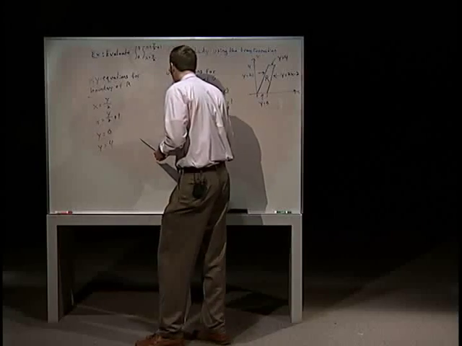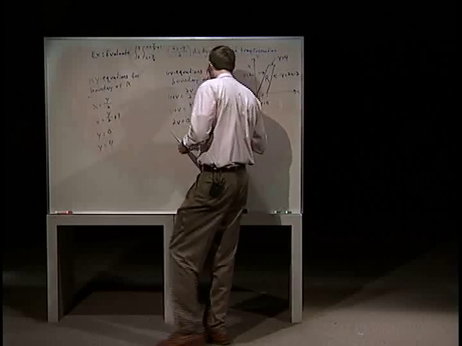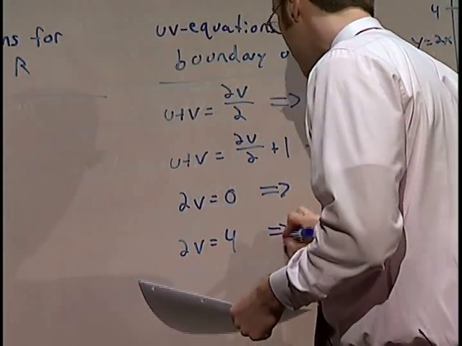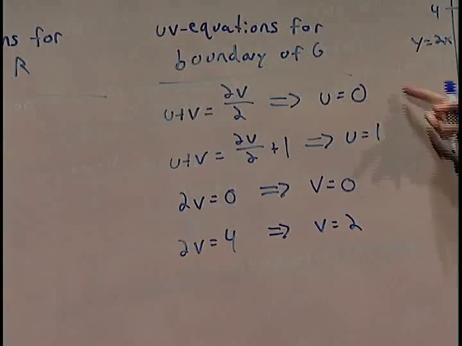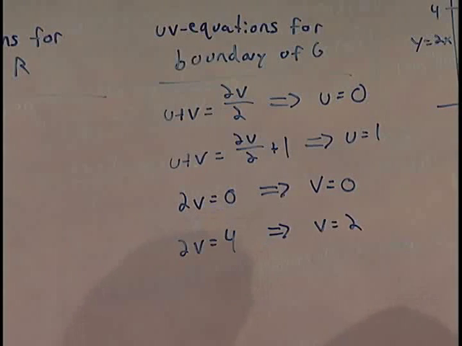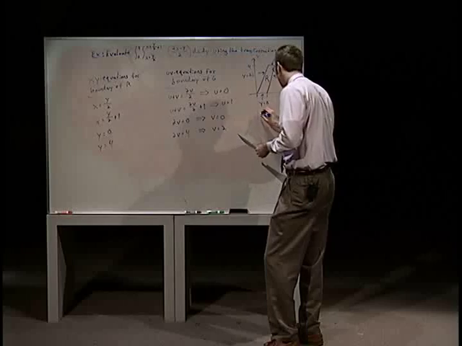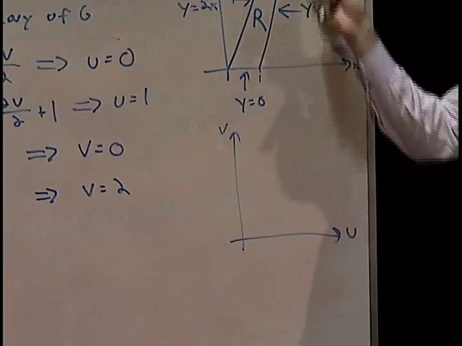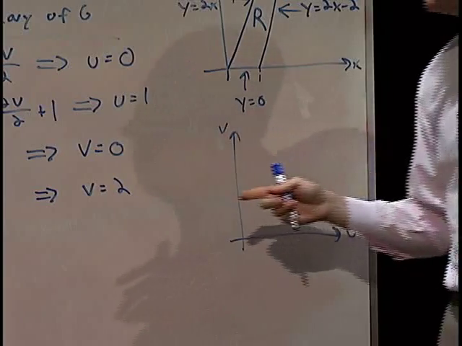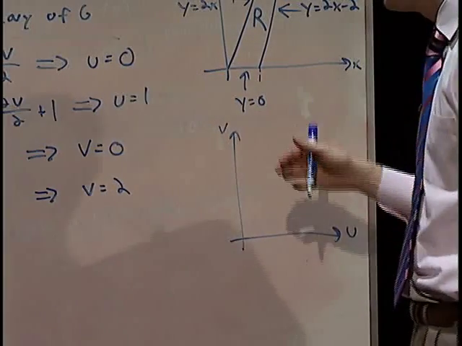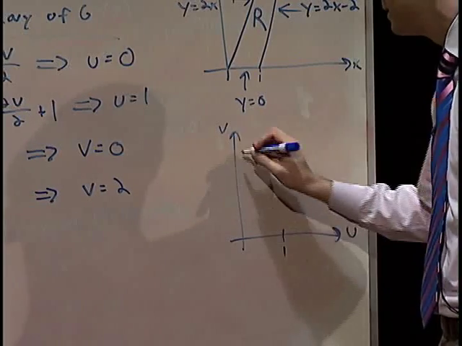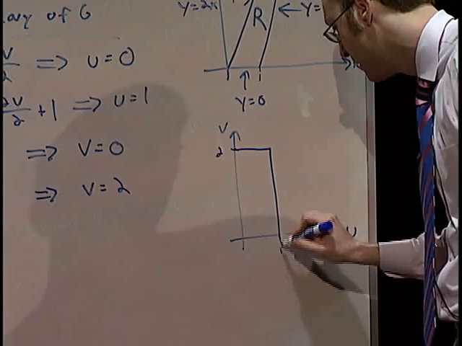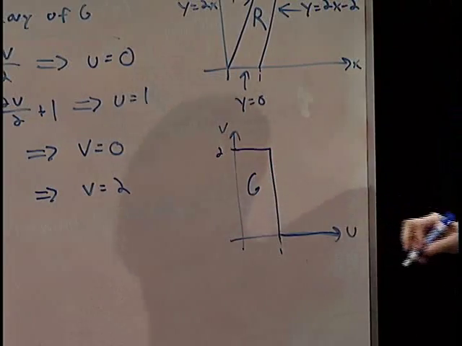y equals 0 means 2v equals 0, which implies v equals 0, okay? And y equals 4 is 2v equals 4, which implies that v equals 2, okay? So those are our boundary curves for our region G, and so if we draw this out now, there's v, there's u. What used to be a slanted rectangle in the xy plane now becomes a straight rectangle in the G plane, or the UV plane, excuse me. So u goes from 0 to 1, v goes from 0 to 2. I kind of missed my mark there, but you get the point. So, and then there's the region G, right?